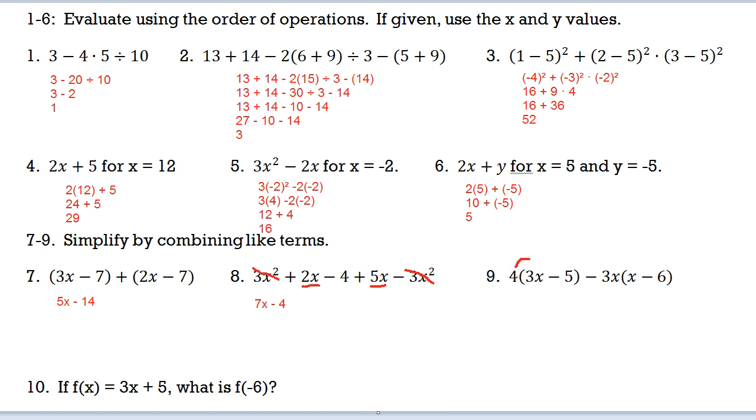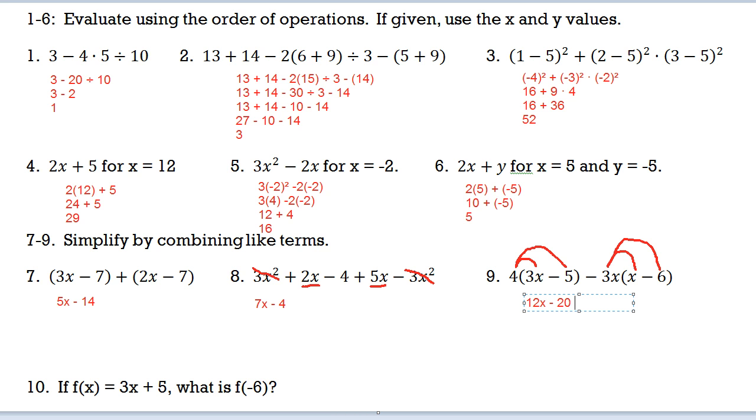All right, number 9, it looks like we are going to distribute twice. And as soon as we get done distributing twice, we can get to our like terms. We can finish this problem right off. All right, so let's see. 4 times 3x is 12x. 4 times -5 is -20. Once again, is that a negative sign or is that a minus sign? It doesn't matter. I'm going to take it along for the ride.